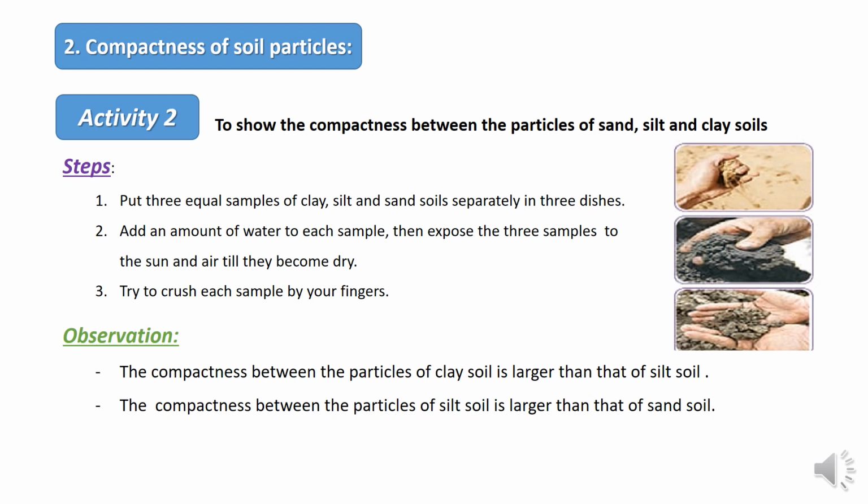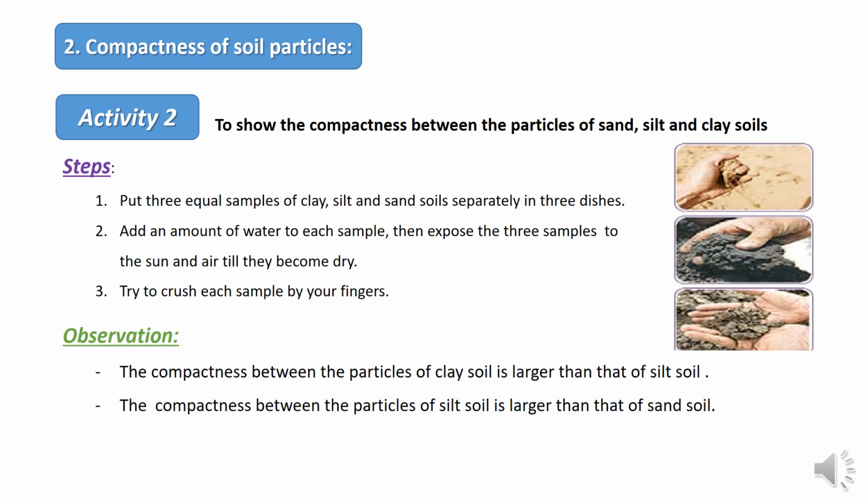Number 2, compactness of soil particles. To show the compactness between the particles of sand, silt, and clay soils. Steps. Put 3 equal samples of clay, silt, and sand soil separately in 3 dishes. Add an amount of water to each sample, then expose the 3 samples to the sun and air till they become dry. Try to crush each sample with your fingers.